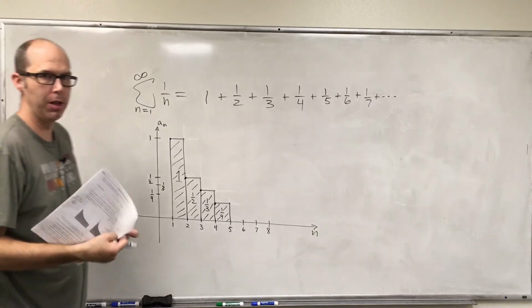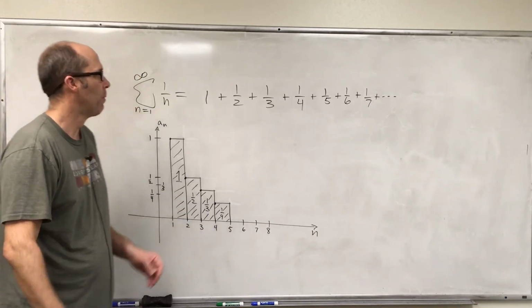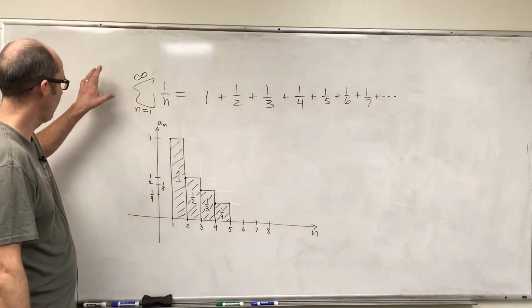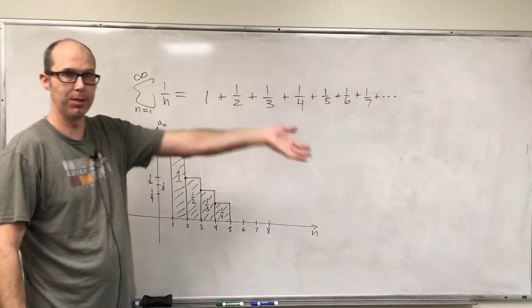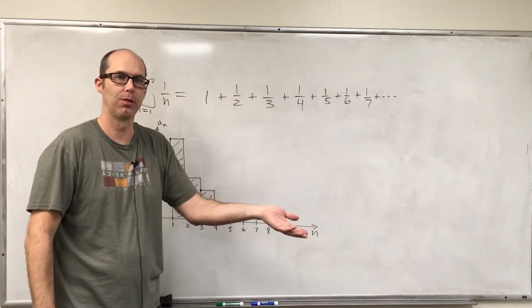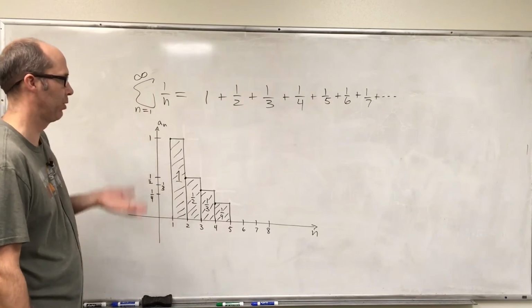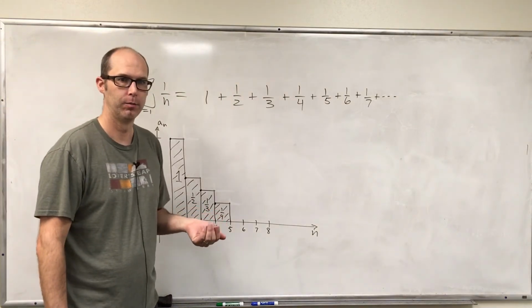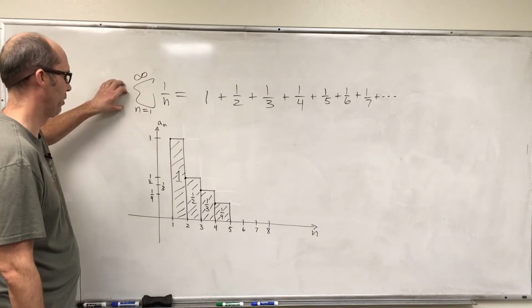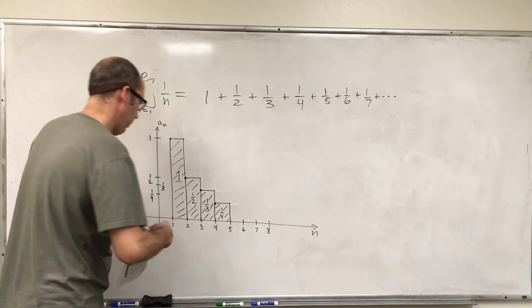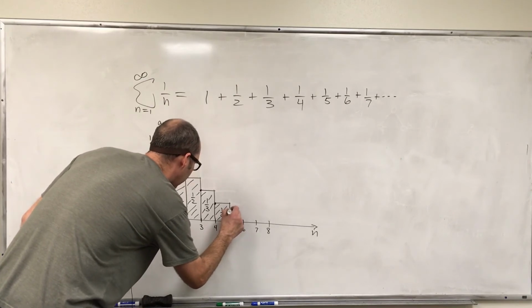Just like with the improper integrals, when they converge, we can make sense. When they diverge, we can't make sense. You'll see that there's a connection between these and integrals in the next few videos. This one actually diverges. And we'll see why that is in the next few videos.